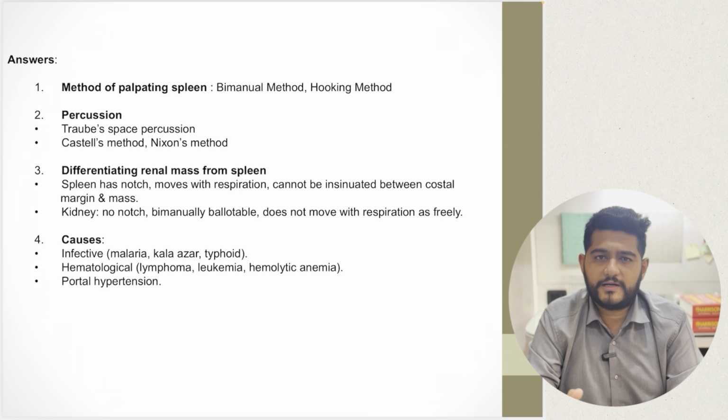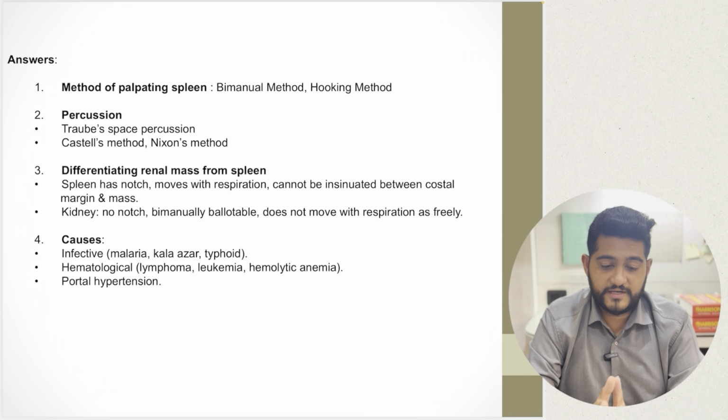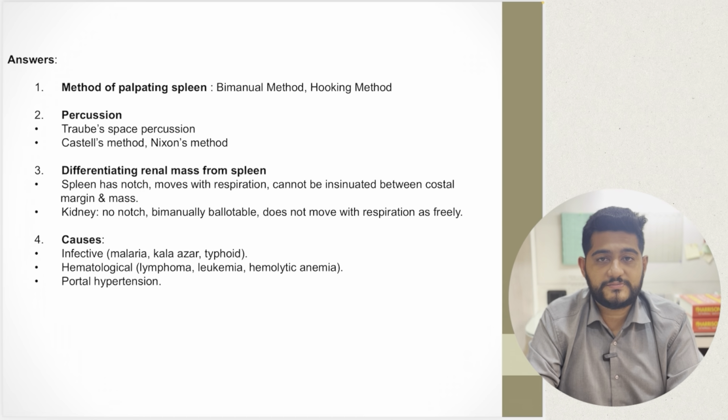In OSCEs, you don't have to write in detail if not asked. Then, differentiating a renal mass from the spleen. This is very important. The spleen has a notch, it moves with respiration, and it cannot be insinuated between the costal margin and the mass. But the kidney has no notch, it is bimanually ballotable, and it does not move with respiration as freely.